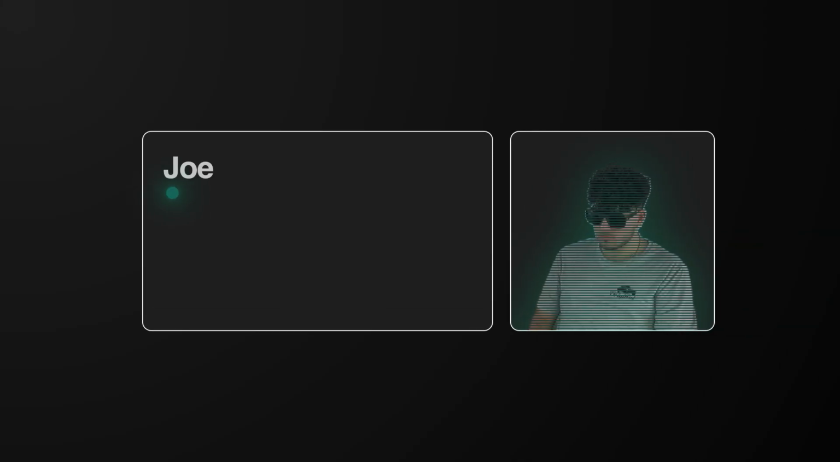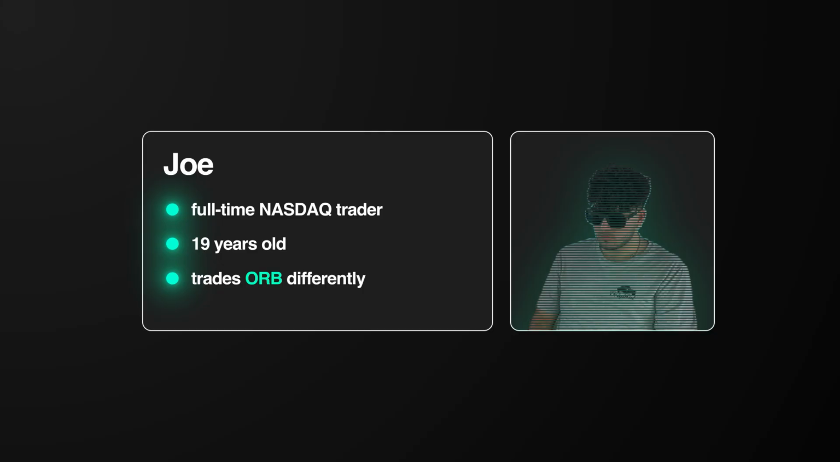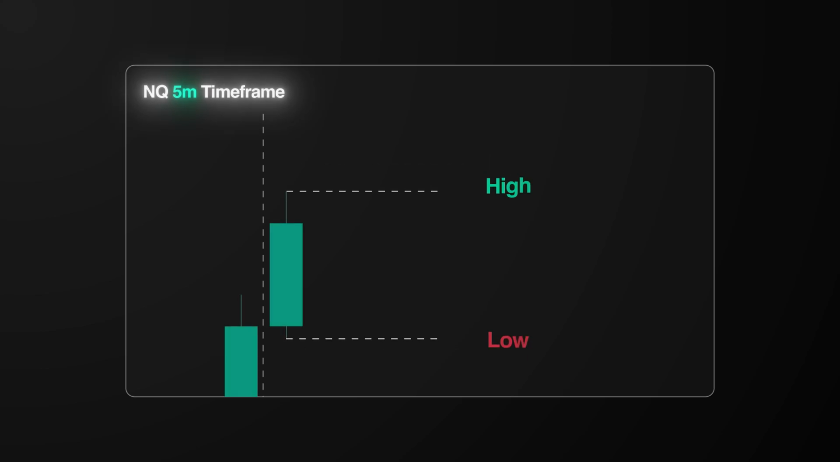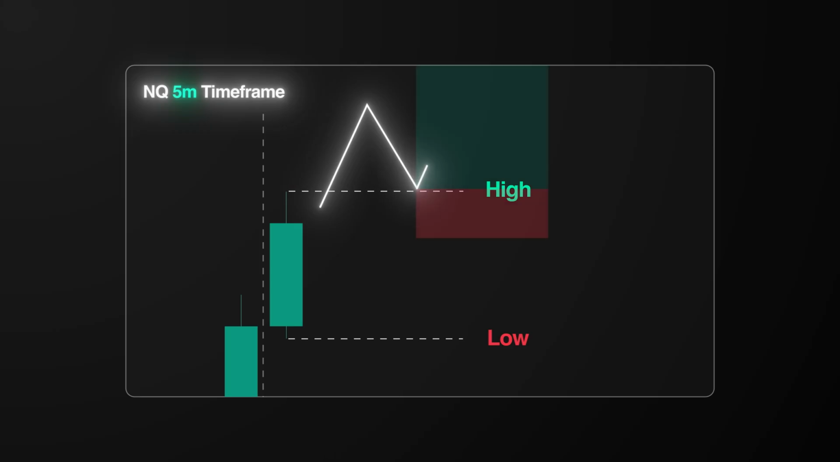Now, my good friend Joe is a full-time Nasdaq trader at only 19 years old. The way he trades ORB is a little bit different, and in my opinion, a lot more accurate. So instead of marking out the highs and lows of the first 15-minute candle, what he does is mark out the highs and lows of the first 5-minute candle, and instead of trading the first initial breakout, he waits for a retest of that opening range and then enters the trade.